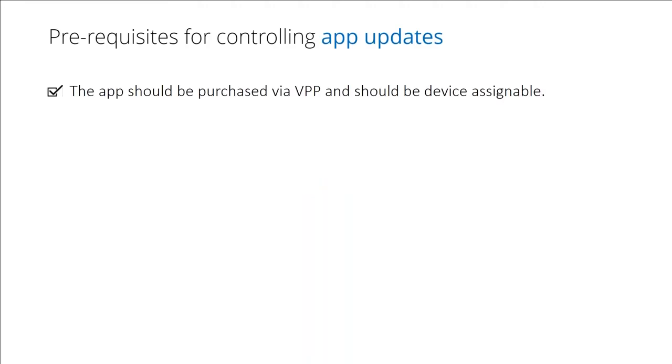Before you go ahead and do that, here are a few prerequisites that need to be met. The app should be purchased via VPP and should be device assignable. This ensures that the app is assigned to the end user's device as opposed to the iTunes account. What it means is that the App Store will not be able to contact the end user's device regarding any updates. This puts the onus on the admin to ensure that the critical app updates are installed on the end user's devices. Let us see how this can be done using MDM.